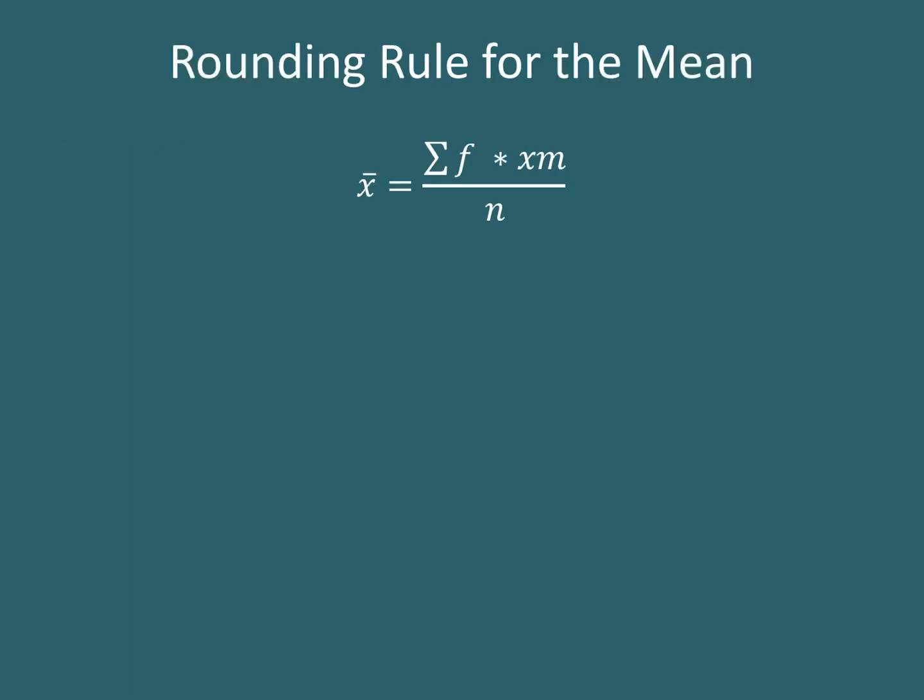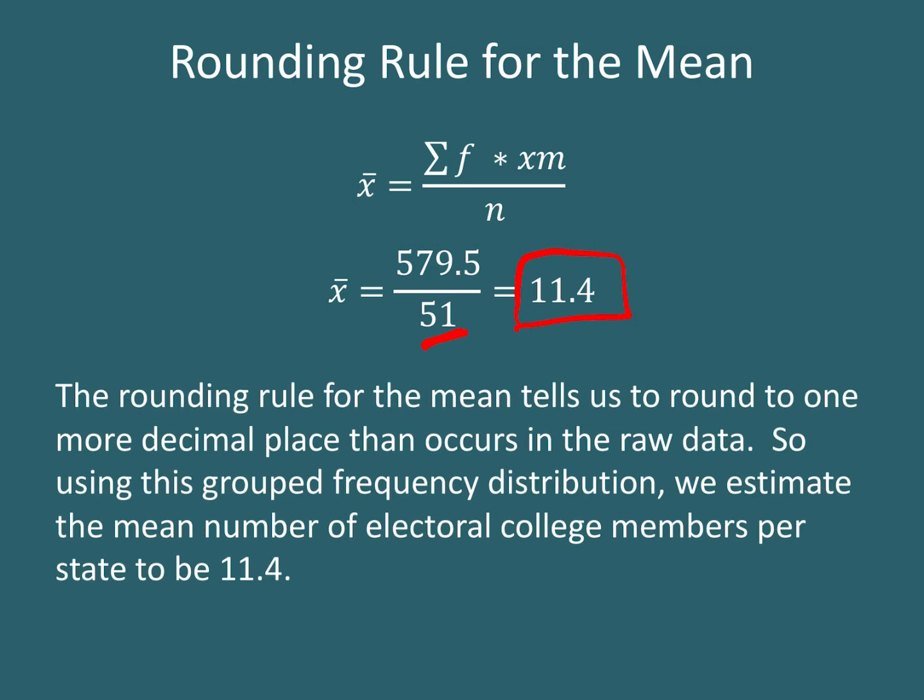Simply put, we take the 579.5 from the previous slide, divided by the fact that we have 51 data values, and we end up with 11.4. Once again, since we have whole numbers as our data values, we round by one more decimal place than those whole numbers, which will be the tenths place. And we estimate that the mean number of electoral college members per state is 11.4.